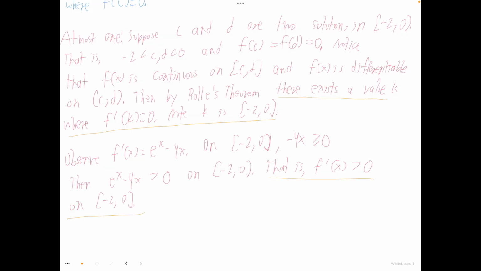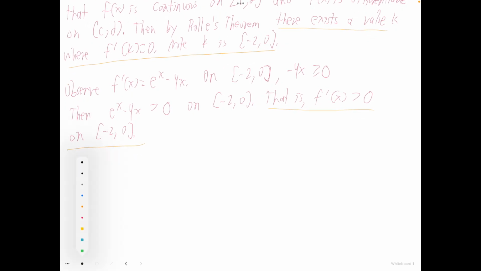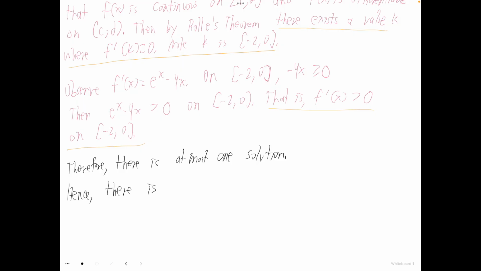And so because they can't both be true, our assumption at the beginning was wrong. And so, in other words, therefore, there is at most one solution because we can't have two. So we can't have two solutions, so there's at most one. Hence, because there is at most one solution and there's at least one solution, there is exactly one solution. So we found that there is exactly one solution.